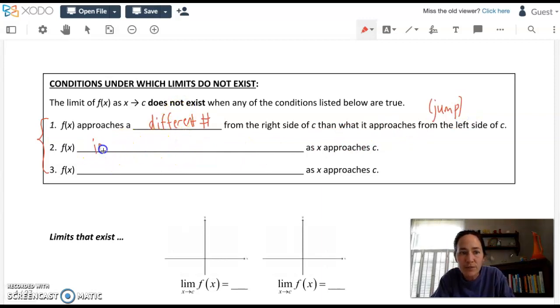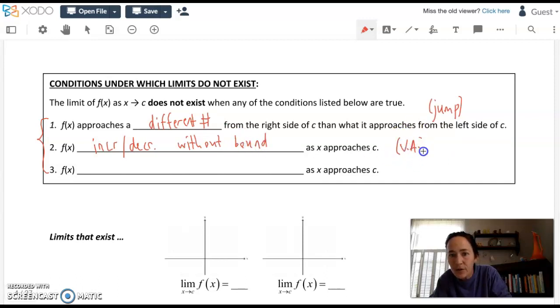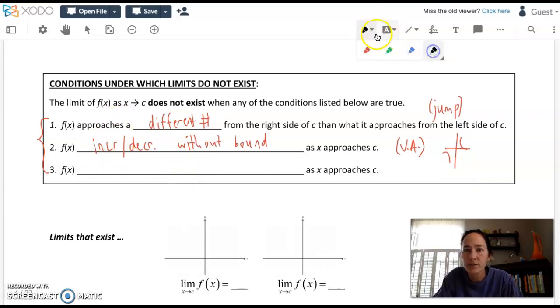If f of x, we'll say, increases or decreases without bound as x approaches c from either side, that's going to be a VA that we talked about too. And you'll say there is no limit there. The limit does not exist. Sometimes there are cases where you can pick a type of infinity to say for your answer.